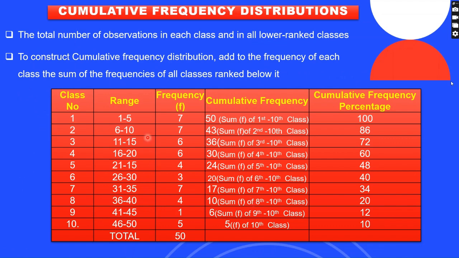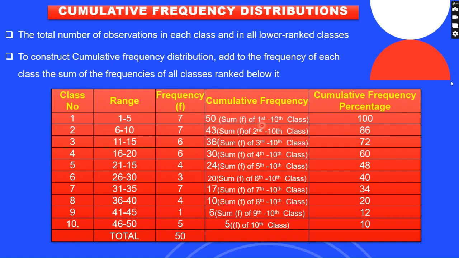Next one, cumulative frequency distribution. Again the same: the first 3 columns are the same, class, range and frequency. Then to construct the cumulative frequency: cumulative frequency is equal to the sum of the current class with all the lower classes.